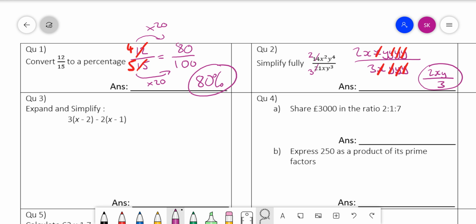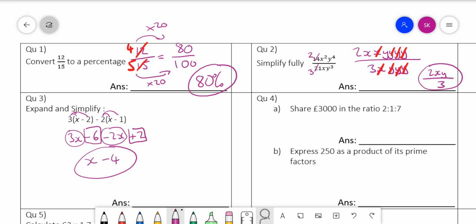Question 3. 3 times x is 3x. 3 times -2 is -6. -2 times x is -2x. -2 times -1 is +2. 3x minus 2x is just x. -6 plus 2 is -4. And that is the solution.